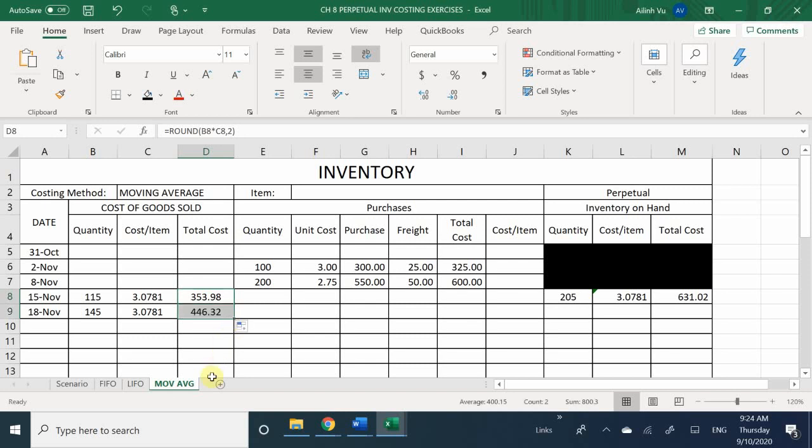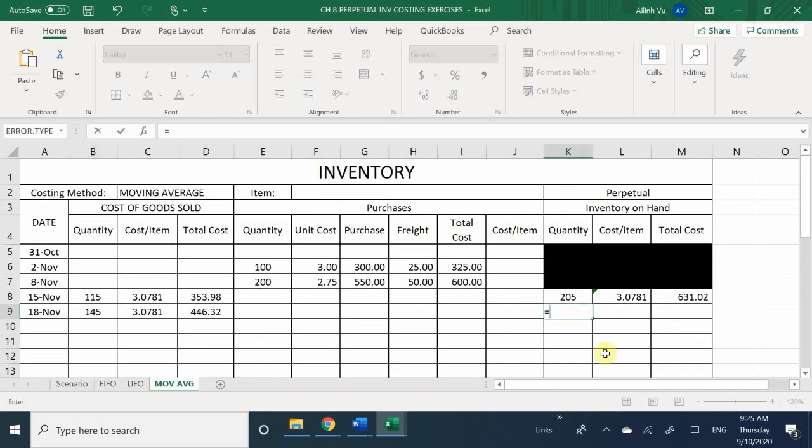446.3245. Right? So, 446.32. Good. All right. So how do I update this side? You minus 145 from 205. Good. And what do I get here? Okay. 160? 60. Oh, 60. Okay.